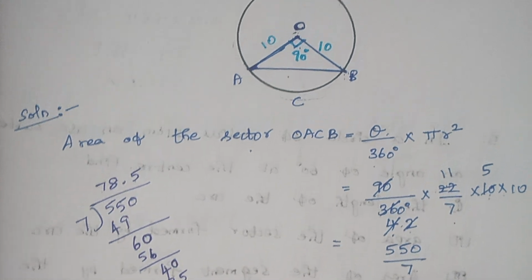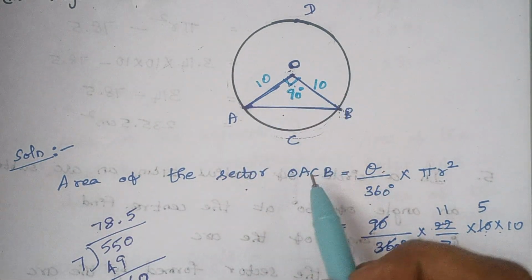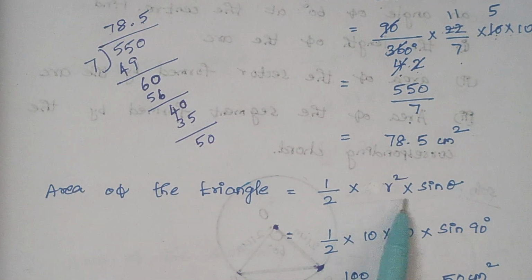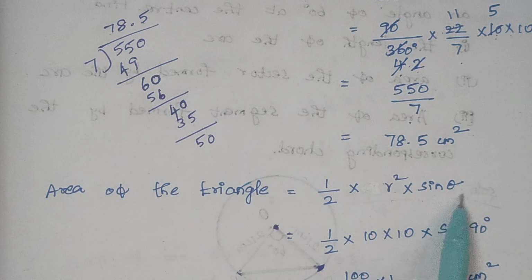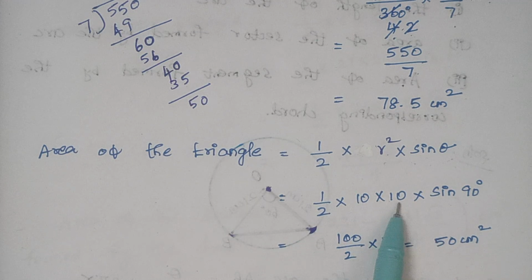Now the next step is to find the area of this triangle. The area of the triangle is given by the formula half r square into sine theta. The value of r is 10 and the value of theta is 90. Just substitute the value here. Sine 90 value is 1. So 10 into 10 is 100, and 100 by 2 is 50. So the area of the triangle is 50 centimeter square.